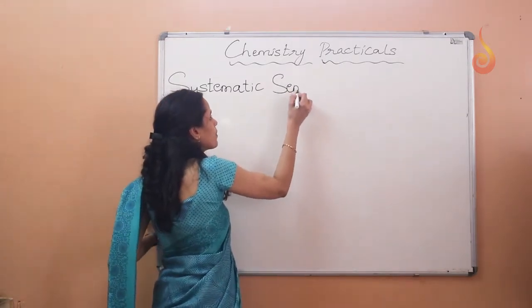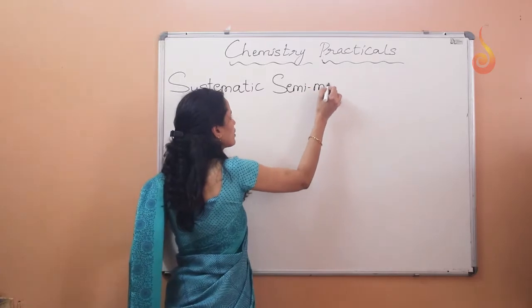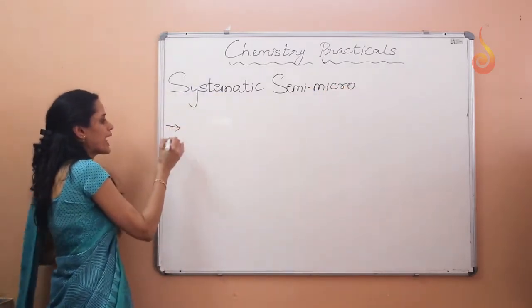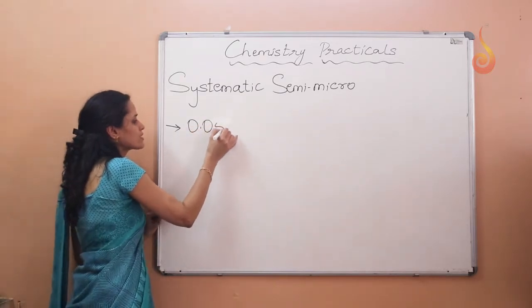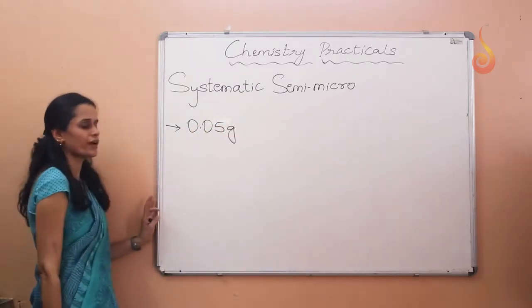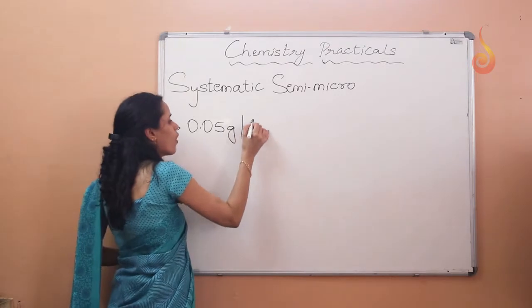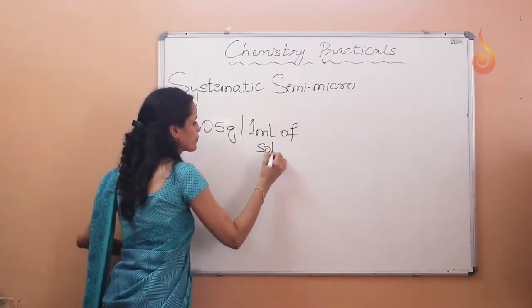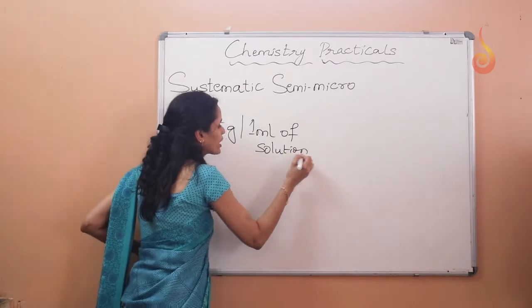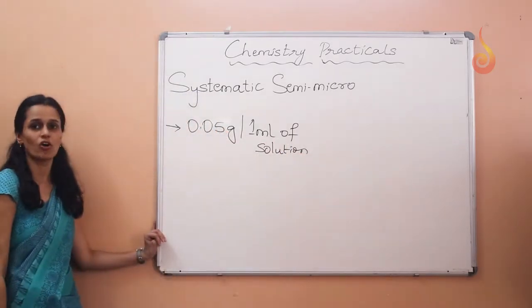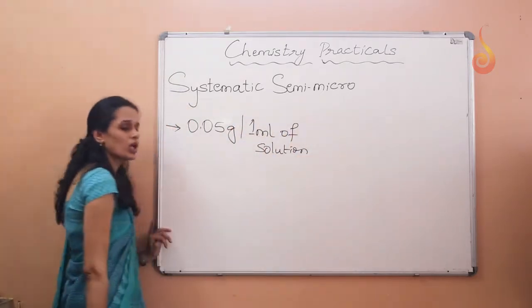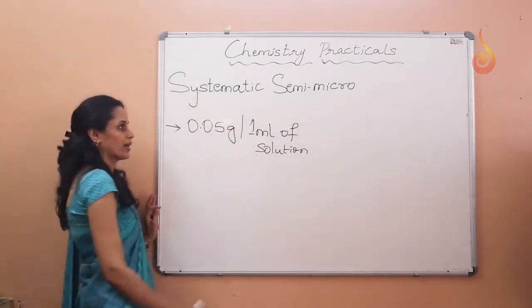Then semi-micro, which is nothing but what? Semi-micro means during analysis we always take either 0.05 gram of the substance or 1 ml of the solution. So we will be using 0.05 gram of the substance or 1 ml of the solution. So that's why we call it semi-micro.